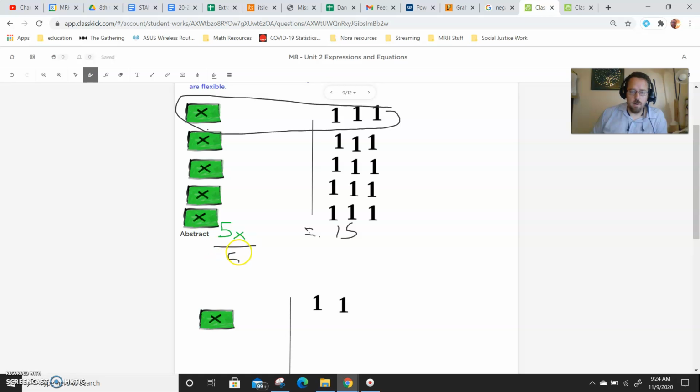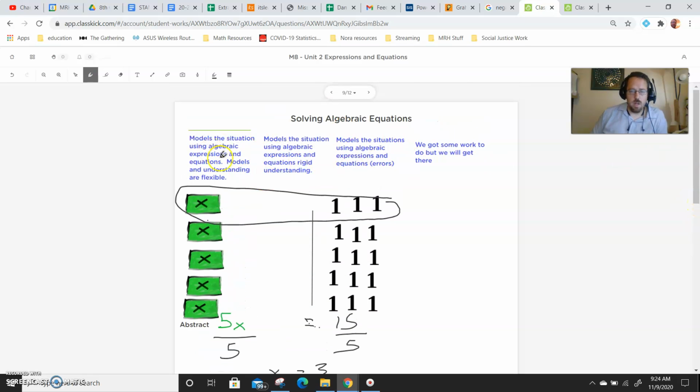So down here, I divide them into 5 equal groups. I have x equals 3. Okay. I put up a new one. This is another thing I'll be grading whenever we come to the test. Modeling situations with algebra and being able to be flexible in your understanding of models will be something we'll address this chapter.